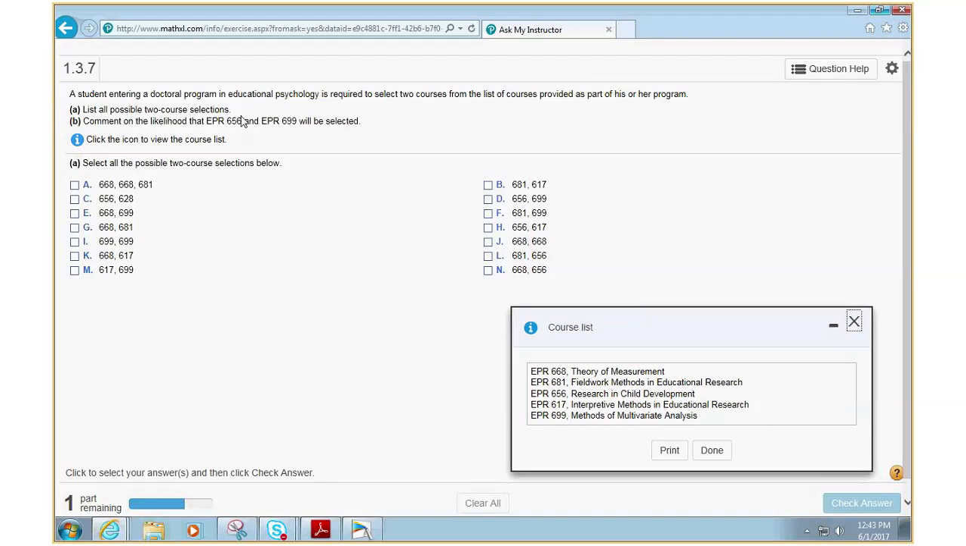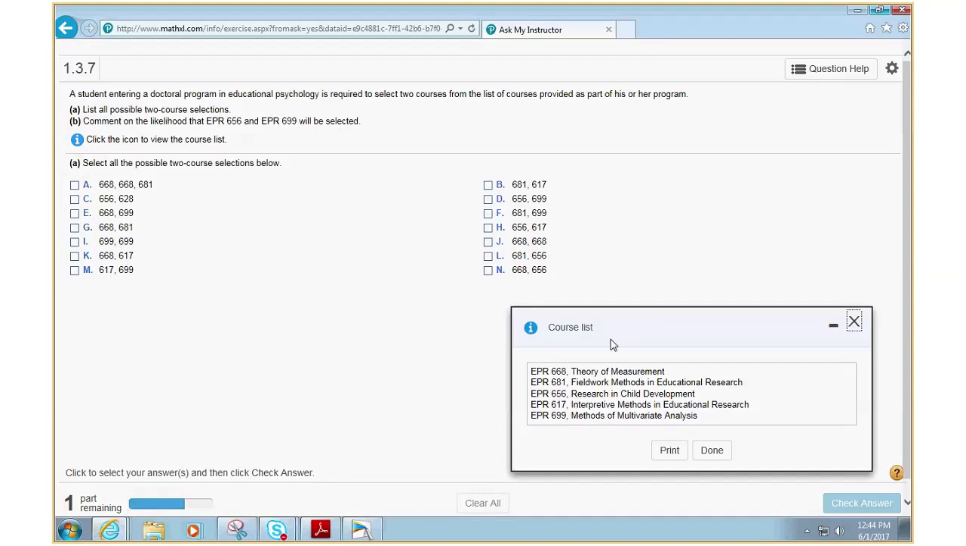Common sense. Now, 668, 668, and 681, how many classes is that? That's 3 classes. Even though one's the same, I don't think I consider that in the subset. The rest of them are possibilities because they're 2 classes and it's asking for 2 classes. 668, 681, 668, 656, 668, 617, 668, 699.